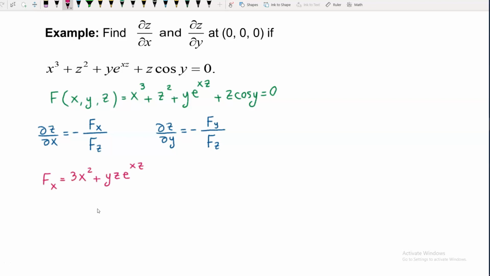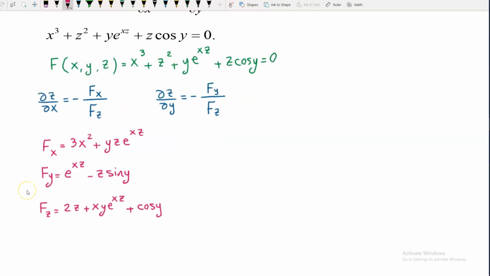The partial derivative of capital F with respect to x is equal to 3x squared plus yz times e to the xz. The partial derivative of capital F with respect to y is equal to e to the xz minus z times sine y. And the partial derivative of capital F with respect to z is equal to 2z plus x times y times e to the xz plus cosine y. Now we can evaluate each one of these at the origin.